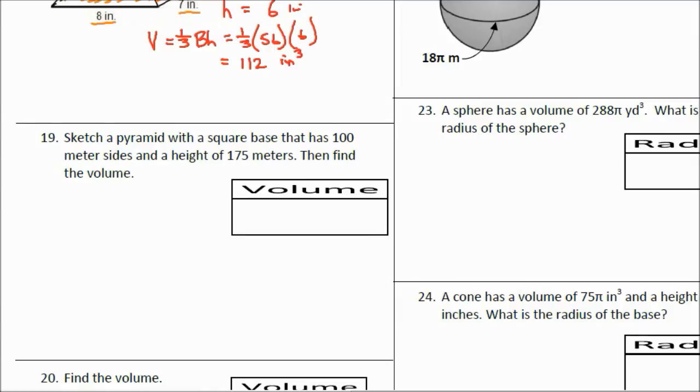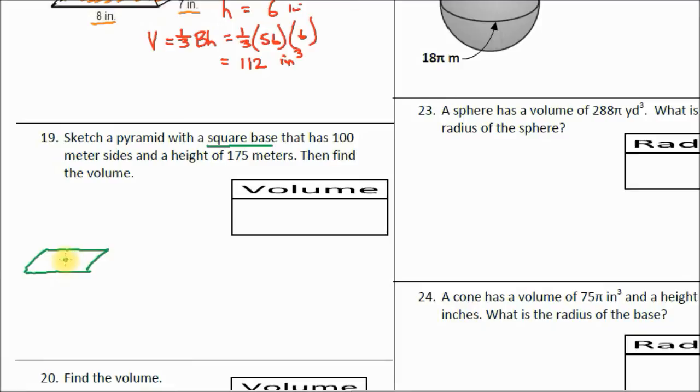Sketch a pyramid with a square base that has 100 meter sides and a height of 175 meters. So sketch a pyramid. It's a square base. So let's do that first. I will sketch a square base. Alright, let's try this. It'll be a little difficult for me to do on this writing pad, but you guys remember we're going to draw what looks like a parallelogram. Even though it's just a square, it's just looking at it from three-dimensional view.